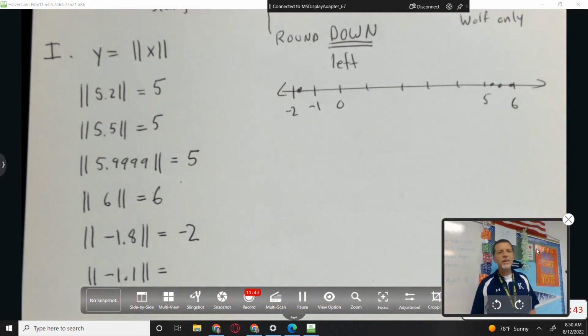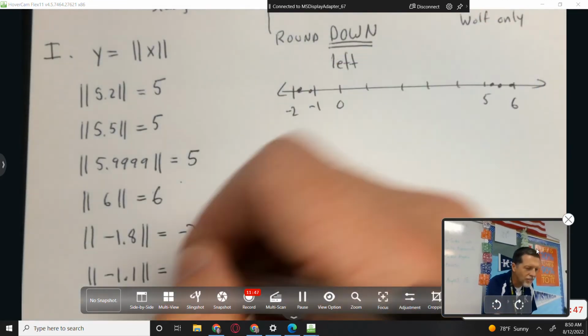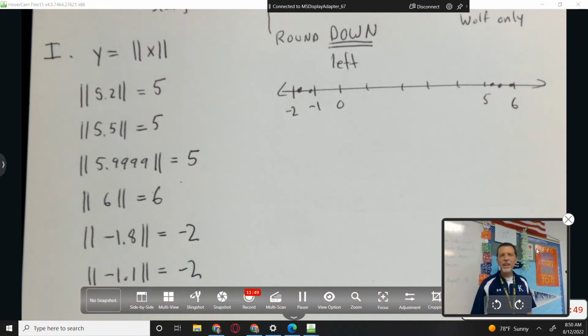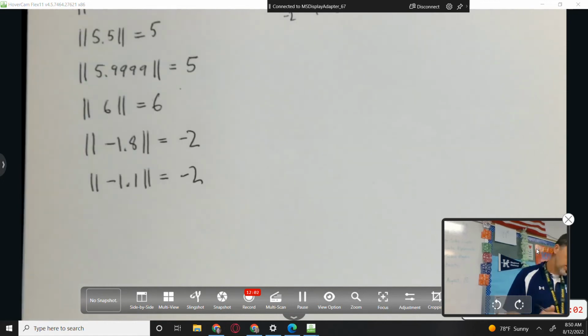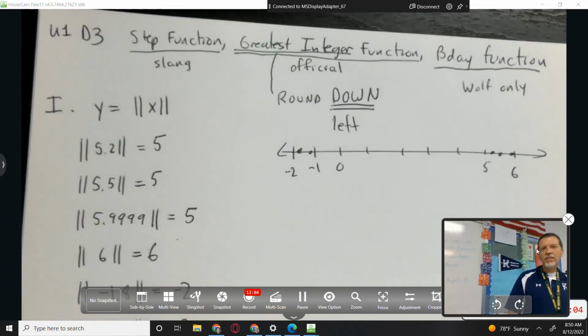What about rounding down from negative 1.1? That's also negative 2. So it's the negatives that are extra. They seem weird. Be careful with the negatives. And the birthday thing doesn't work either because you've never been negative 2 years old. All right, so that's the greatest integer function.